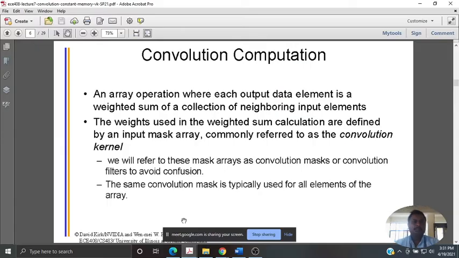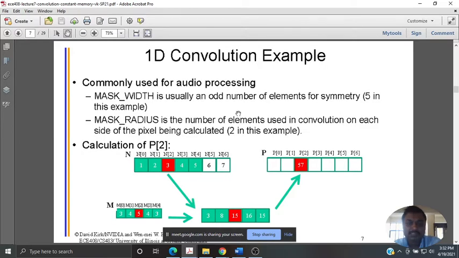Okay. So last class we started with the convolution computation, or how parallelism can be exploited in convolution. Most often it is regarded as an array operation where each output data element is a weighted sum of a collection of neighboring input elements. So there was an example showcasing the same aspect.